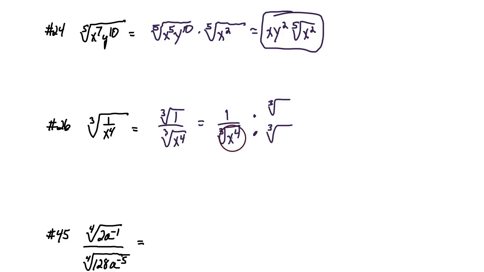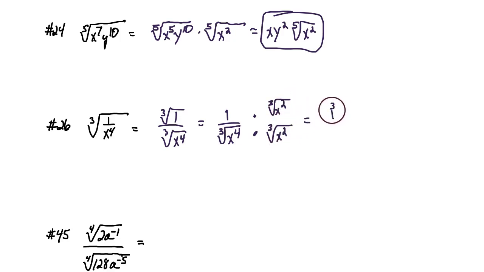Well, when we look at x to the 4th power, that power is not a multiple of that index. But what is the first exponent you can think of that would be a multiple of the index of 3? How about x to the 6th power? So if we want the denominator to be x to the 6th power, what do we need to times by? We need to times by the cube root of x squared.